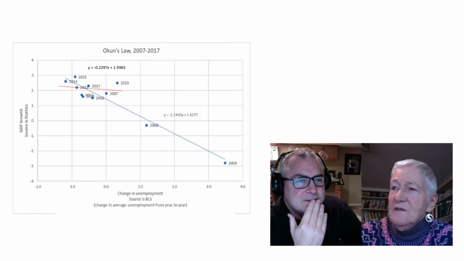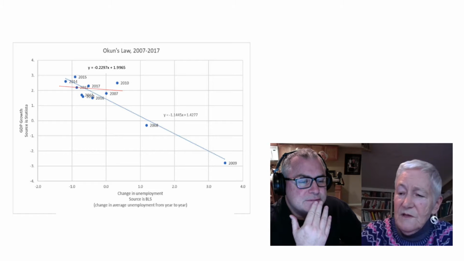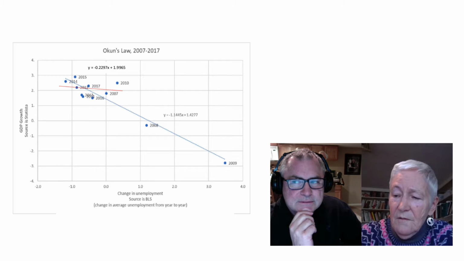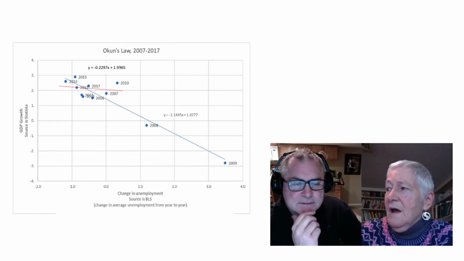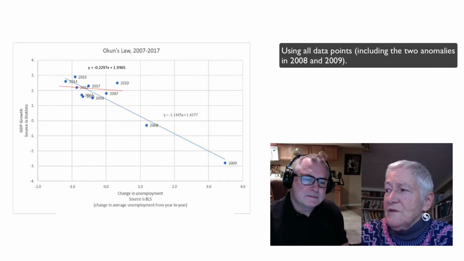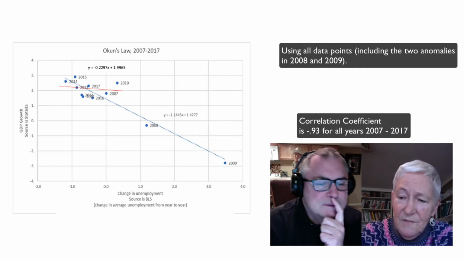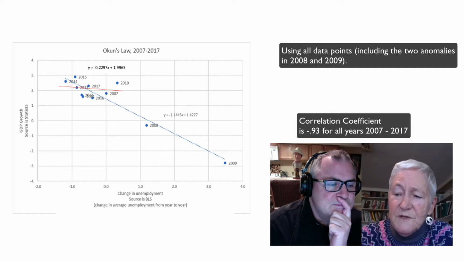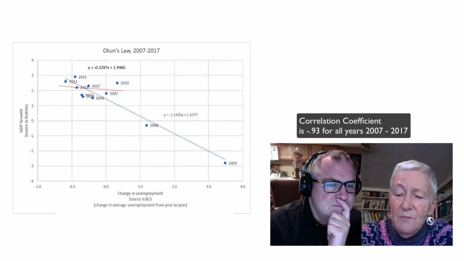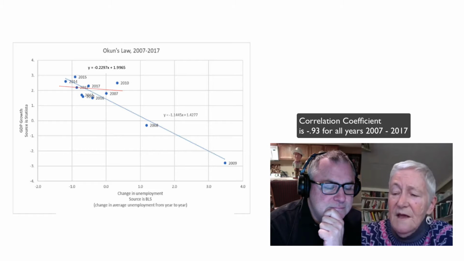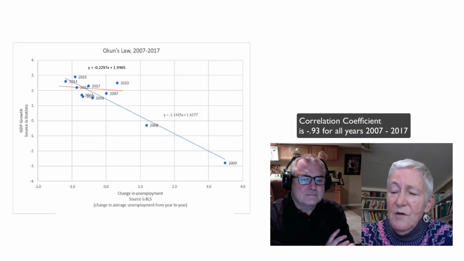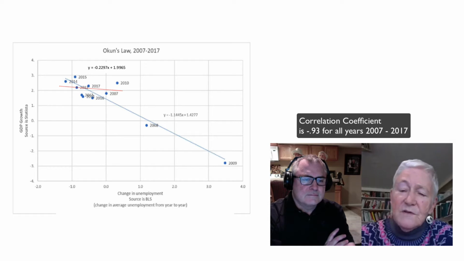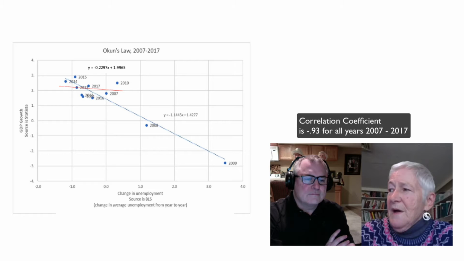And using those, what you referred to originally as outliers, what I tend to call exceptions or anomalies, or data that are indicative of some other phenomenon going on. Using all the data, the correlation coefficient was minus 0.93. Now, a negative relationship is pretty much what you would hope to see. It says that if unemployment changes to the high side, GDP growth will go low. If unemployment change is low, GDP growth is going to be high. So that's what the minus indicates.